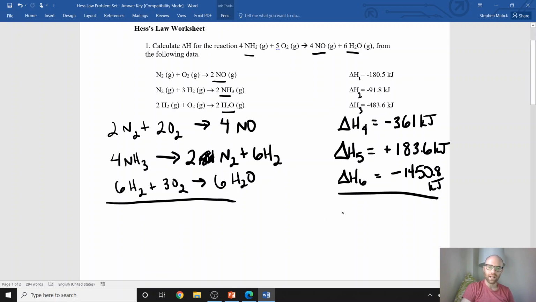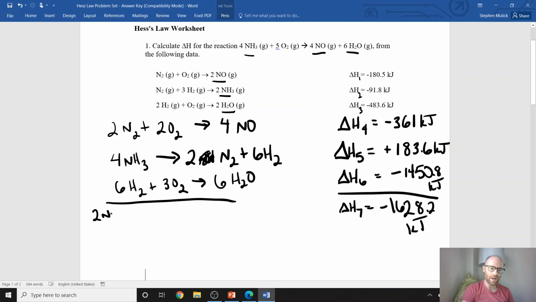Now, because I've set things up nicely for myself, if I just add up the reactions, delta H7 is going to be the sum of numbers 4 through 6. And what that gives me for the delta H value is negative 1628.2 kilojoules.